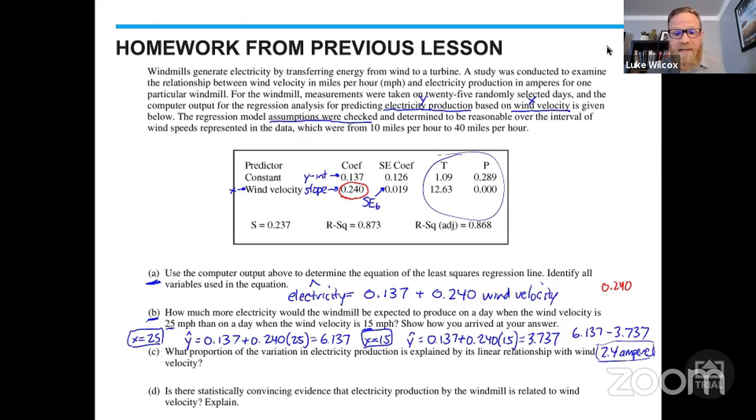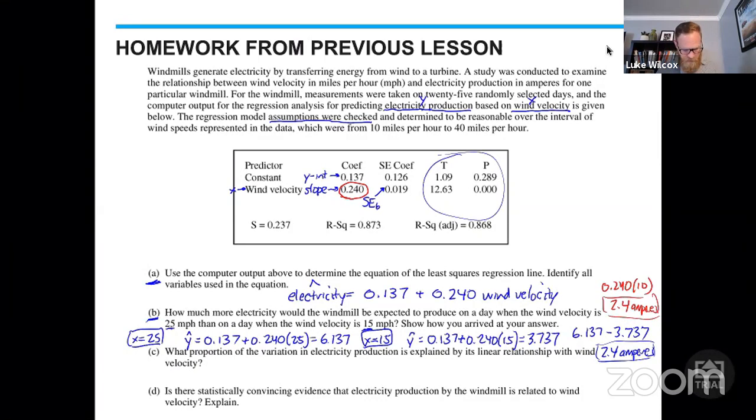But we want to increase by 10 miles per hour, from 15 miles per hour to 25 miles per hour. So we would have to take that value and multiply it by 10. And sure enough, you're going to get that same answer of 2.4. So you actually could have justified this in two different ways. You could have used the slope, or you could have just plugged in values into the line of best fit here.